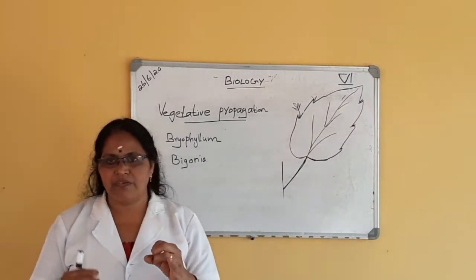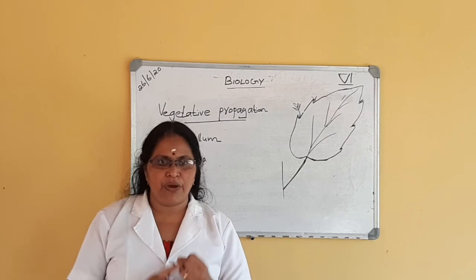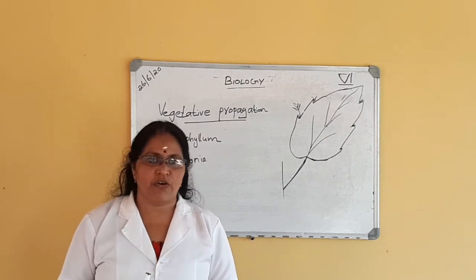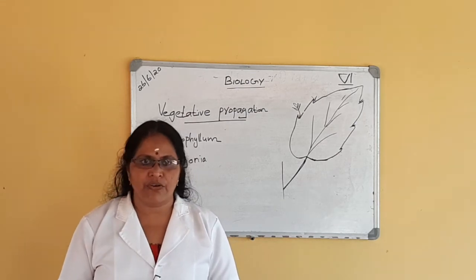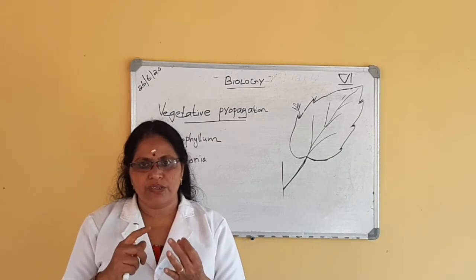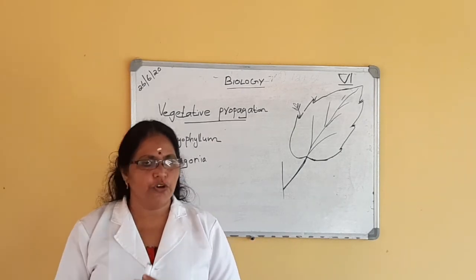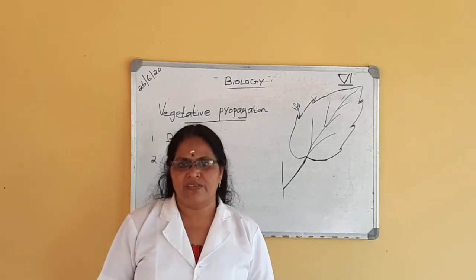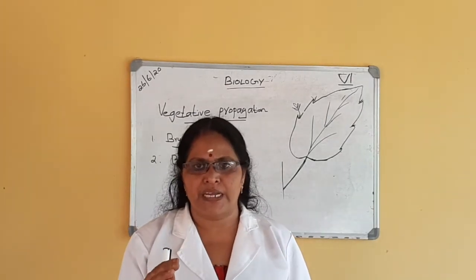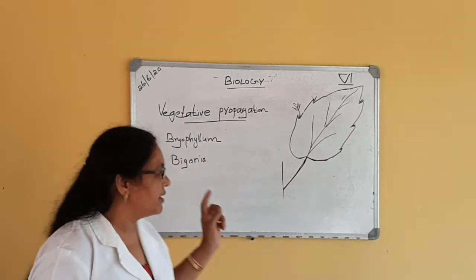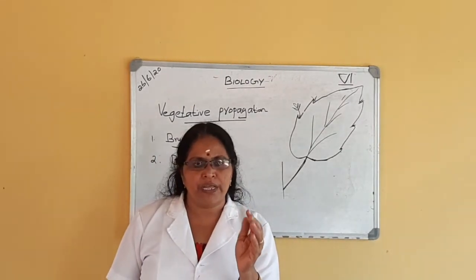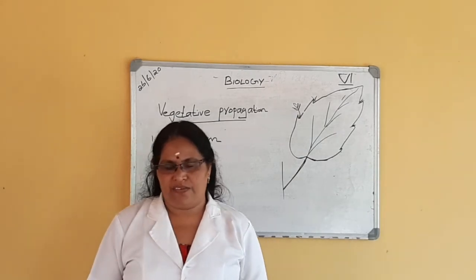The stem gives rise to a new plant, as in tapioca, rose. We plant the stem in the soil, then it grows into a new plant. And in some plants we put the roots; the root gives rise to a new plant. But in some plants, the leaves give rise to a new plant. So vegetative propagation through leaves, that is our topic. This type of vegetative propagation is found in only two plants.